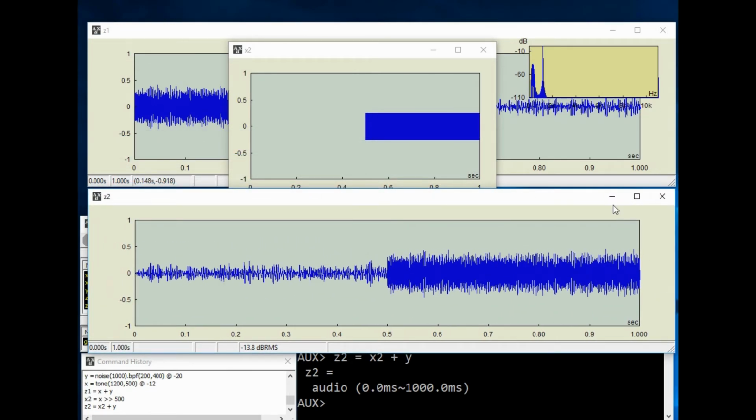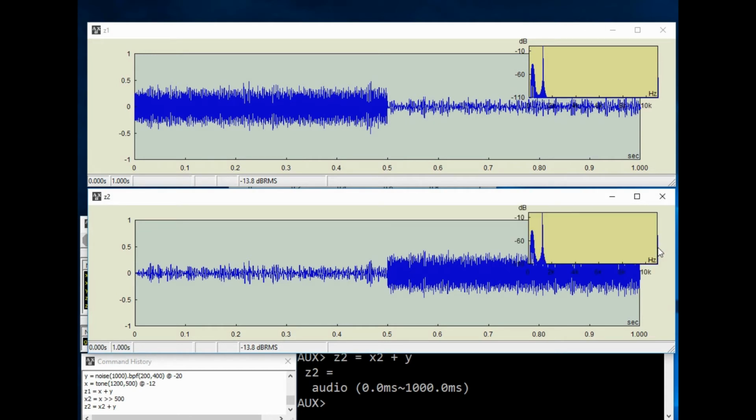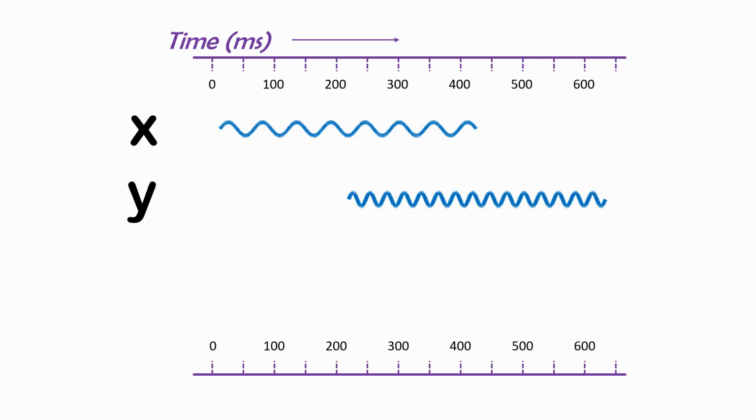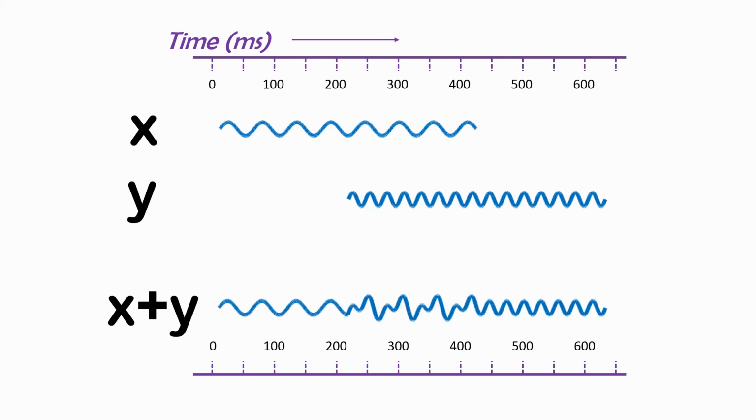There is a fundamental difference between AUXLAB and MATLAB when you write X plus Y, although they look exactly the same. In MATLAB, X and Y must be lined up side by side. In AUXLAB, each term can have their own beginning point and duration. The plus operation applies across the time. If there are two signals at a time point, then add them. If not, just what's available is the answer. The same goes to other operations, subtraction, multiplication, and division.